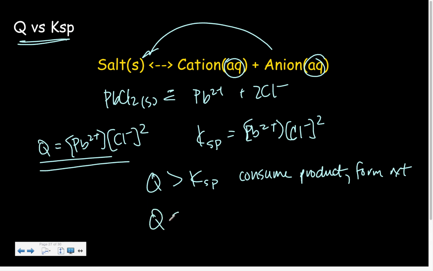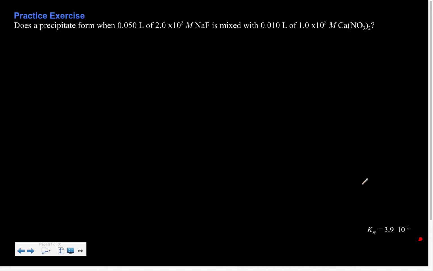If my Q happens to be less than K, that means my Q value is too small, so I'm going to consume my reactant and form product, which in this case, if I form product, means I'm going to dissolve. So it's the exact same idea, just some of the terminology changes a little bit based on what we're talking about. The essence is the same: consume product, form reactant. We just have to be thoughtful about what product and reactant mean in the bounds of a Ksp problem, okay?